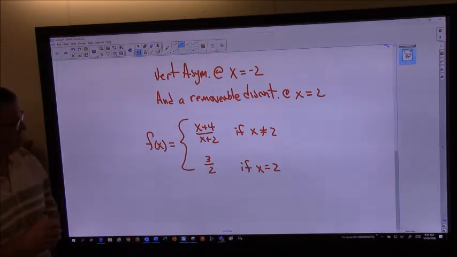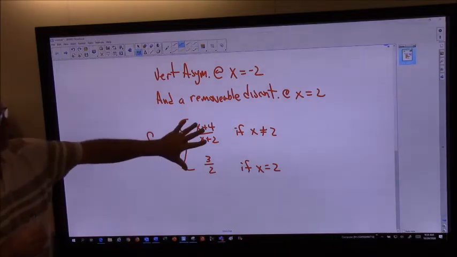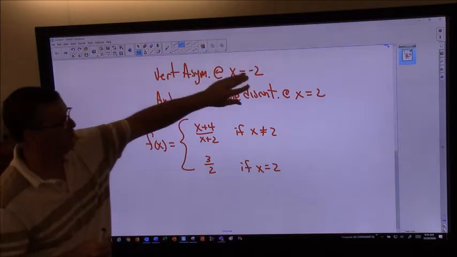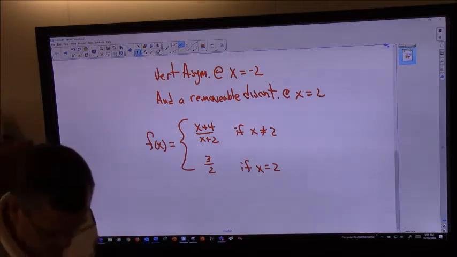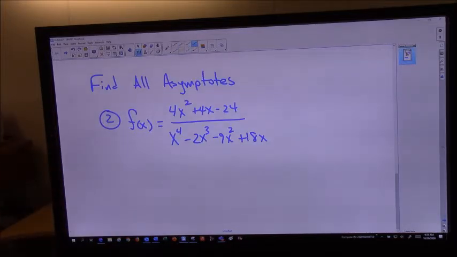All right? You guys don't have to write this stuff down. We just have to say, where is that removable discontinuity at? All right, let's try another one. All right, so we want to be able to find all asymptotes for this function. You guys go ahead and give it a shot.